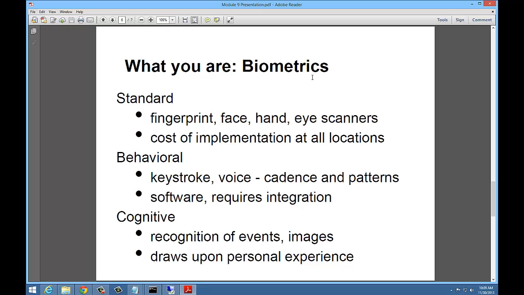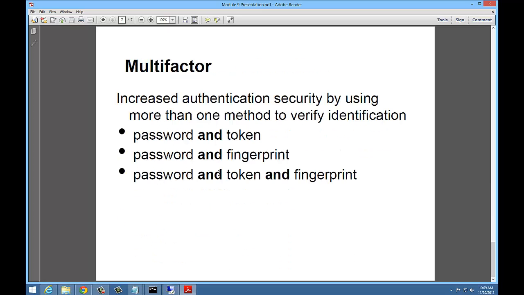Then there's cognitive recognition of events or images, which draws upon personal experience. Cognitive would be another type of biometrics that's used, and it's an up and coming one. That was something used in various wars for people to recognize whether or not someone was on the same side as you. You would mention events that maybe only somebody from your country would really know.